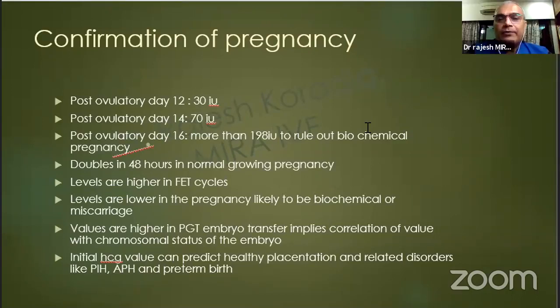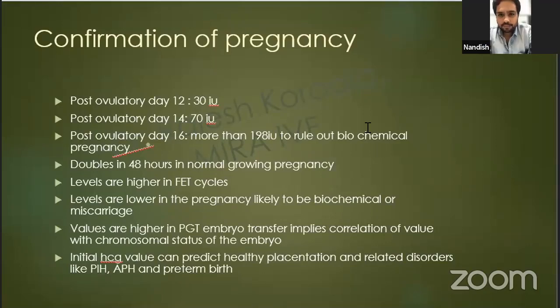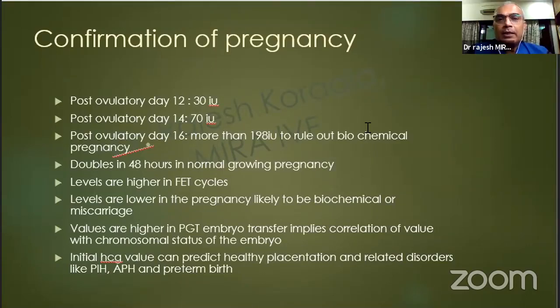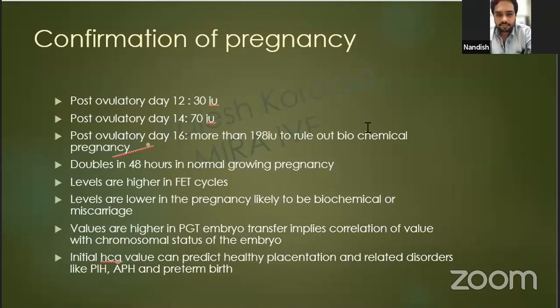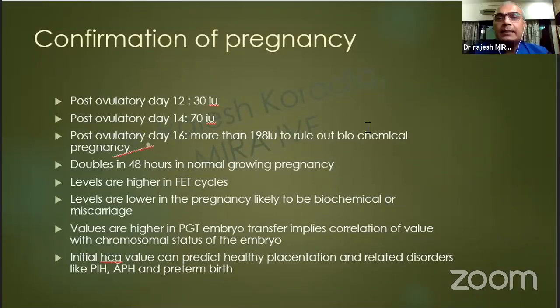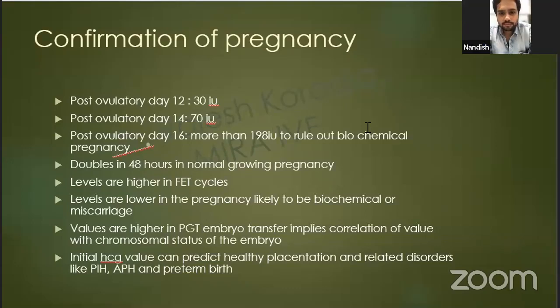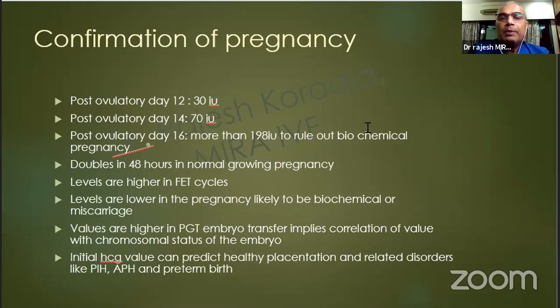As we have seen, following agonist trigger, the progesterone level is sufficient for the next 2 to 3 days, and following this, the level falls. So after agonist trigger, the first HCG supplementation should be done within 72 hours, if it was a pure agonist trigger. Roughly, you can say at the time of embryo transfer, if you're doing cleavage stage transfer.